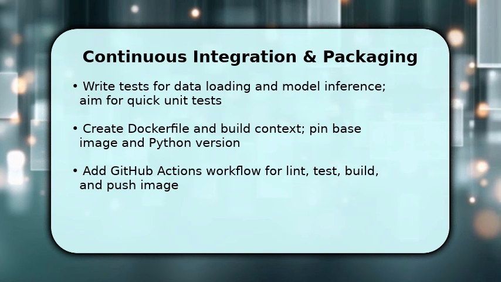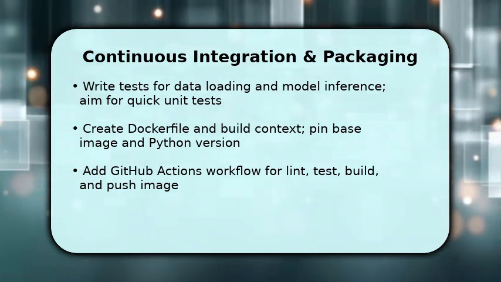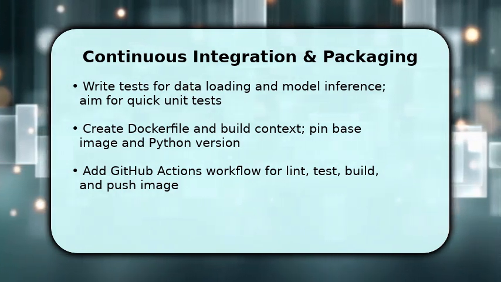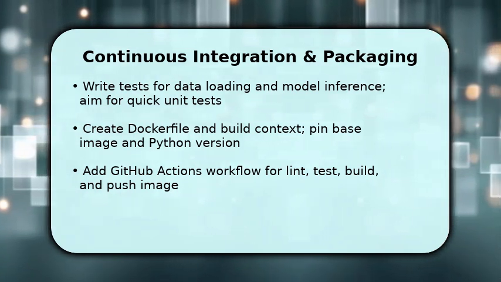Once Docker builds locally, add a GitHub Actions workflow to lint, run tests, build the Docker image, and push to a container registry on successful merges. This ensures reproducible builds and a consistent artifact ready for deployment.